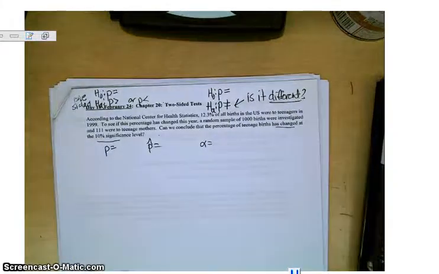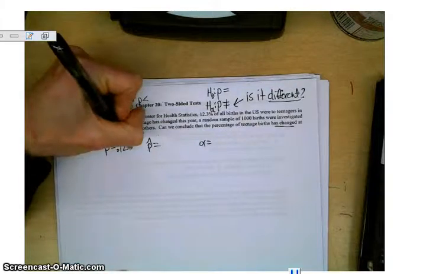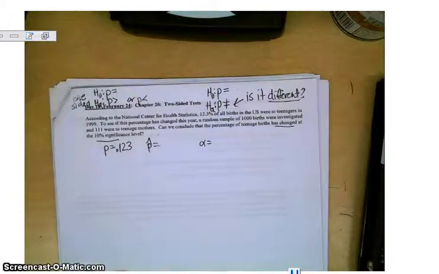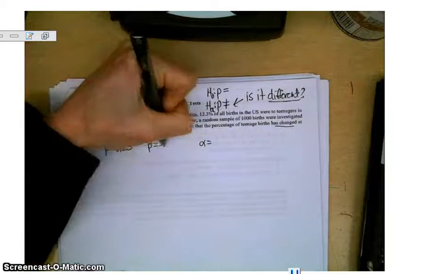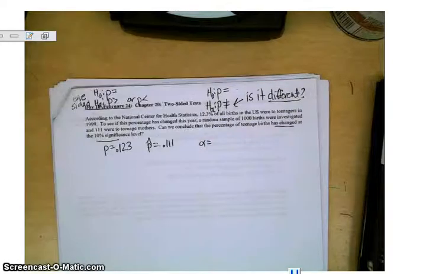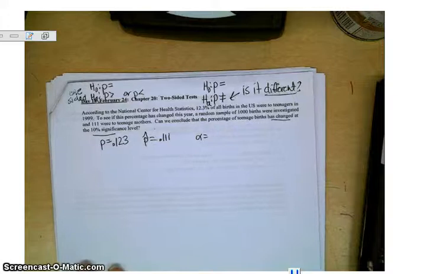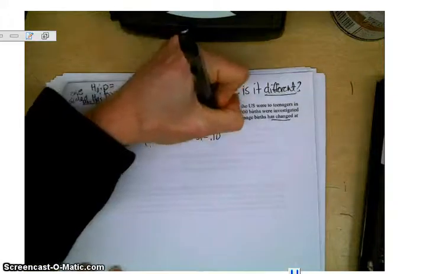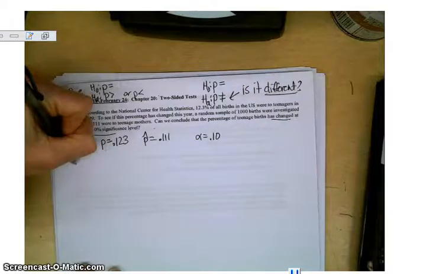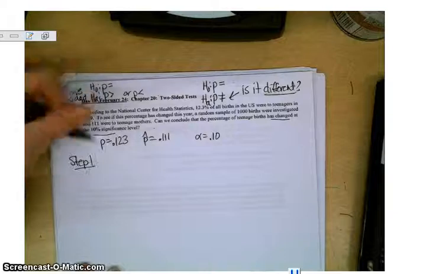Anyone have a suggestion for any of those? Good. The true, yep. Okay, which is 0.111. Yep, 111 over 1,000, so 0.111. And what's the alpha level? 0.10. Yep. All right, so I'm just going to do a little shortened version here, step one.